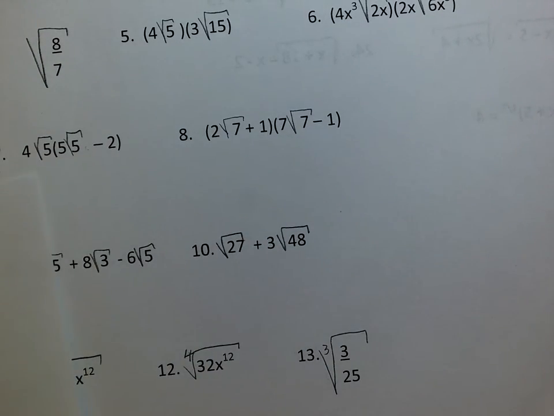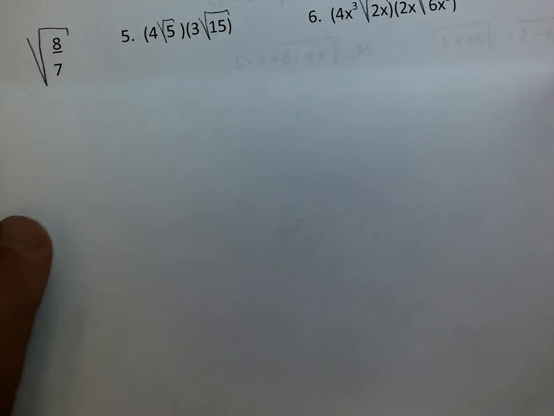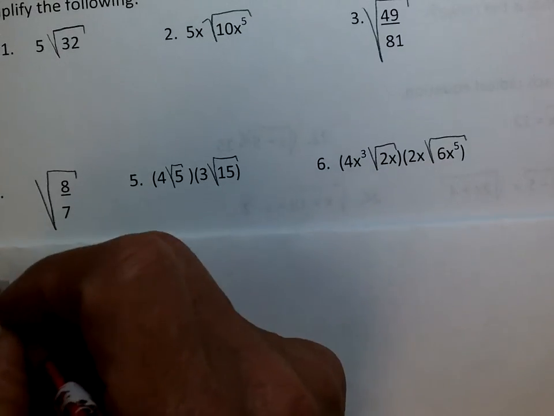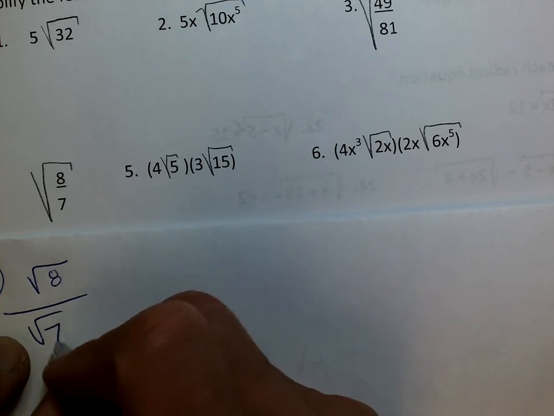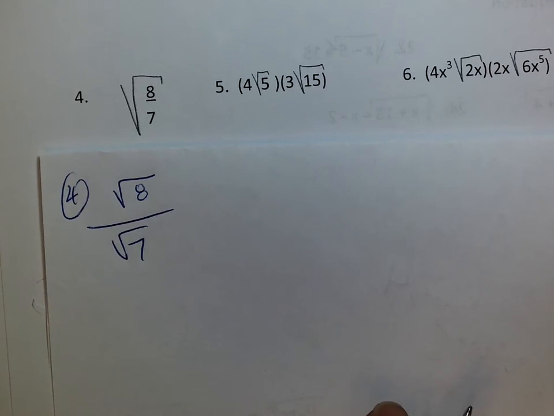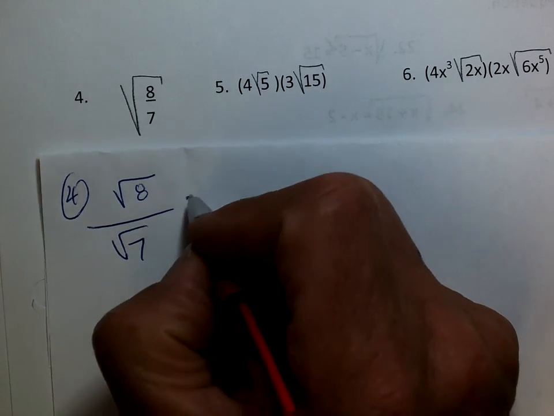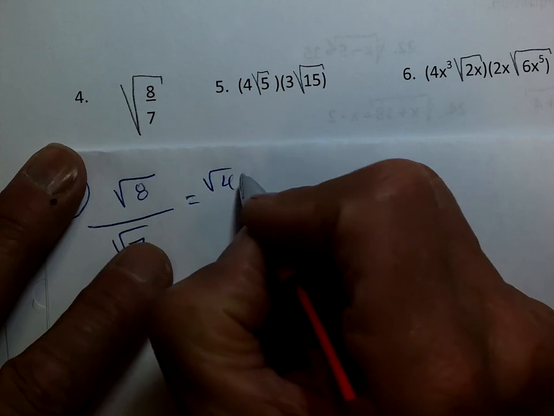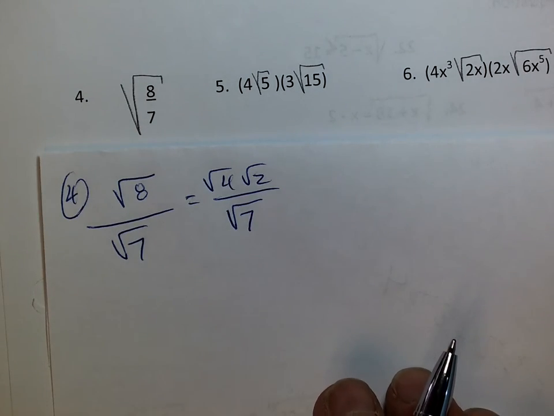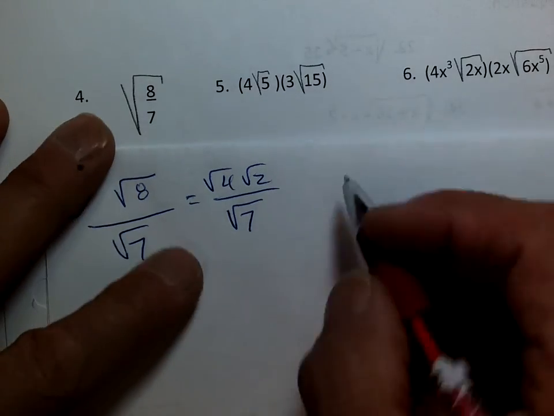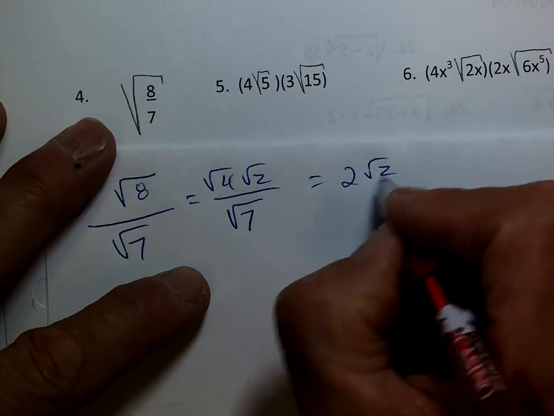Okay, number 4. I've got the square root of 8 over the square root of 7. Okay, a couple of things I have to do. One, the top can be reduced a little bit. I'll do that first. I can make that into a square root of 4 square root of 2 over the square root of 7. Okay, so I'm just going to break down 8. And then the square root of 4 is going to be 2 square roots of 2 over the square root of 7.